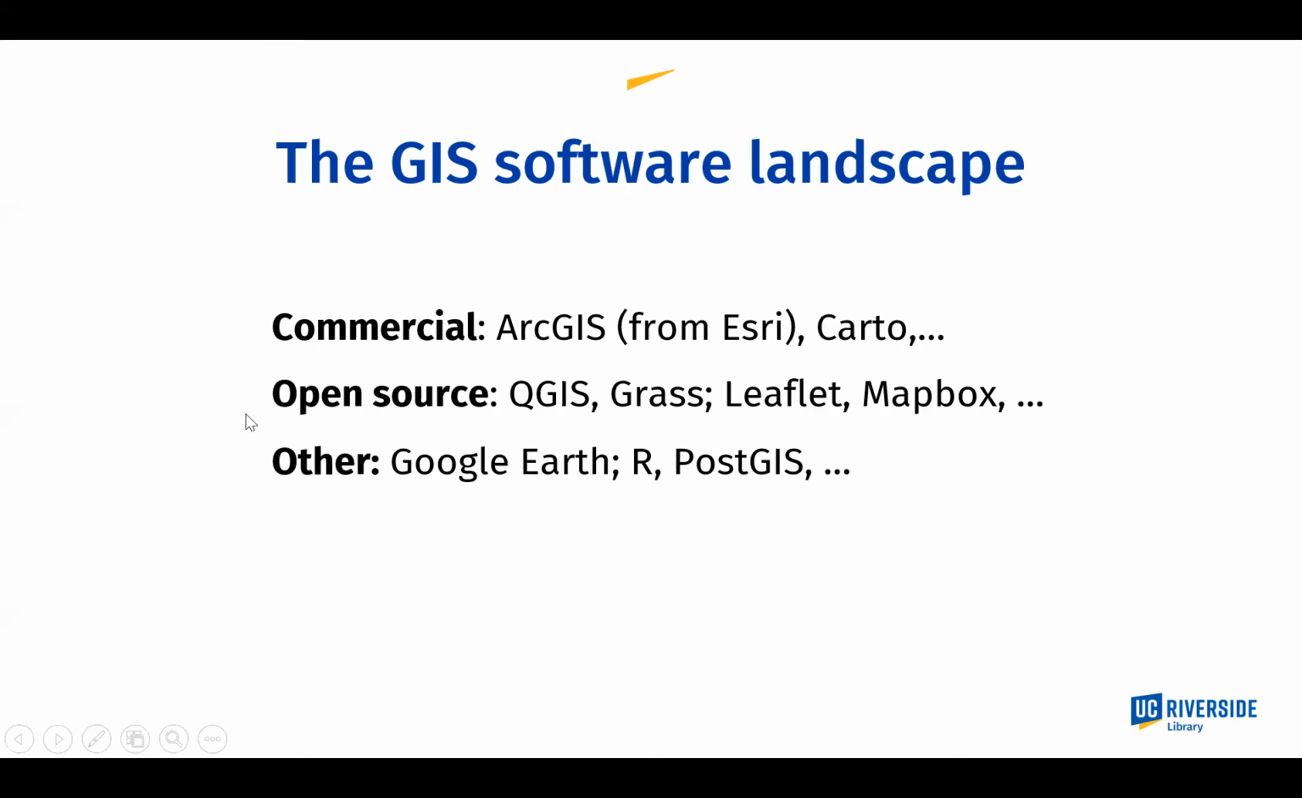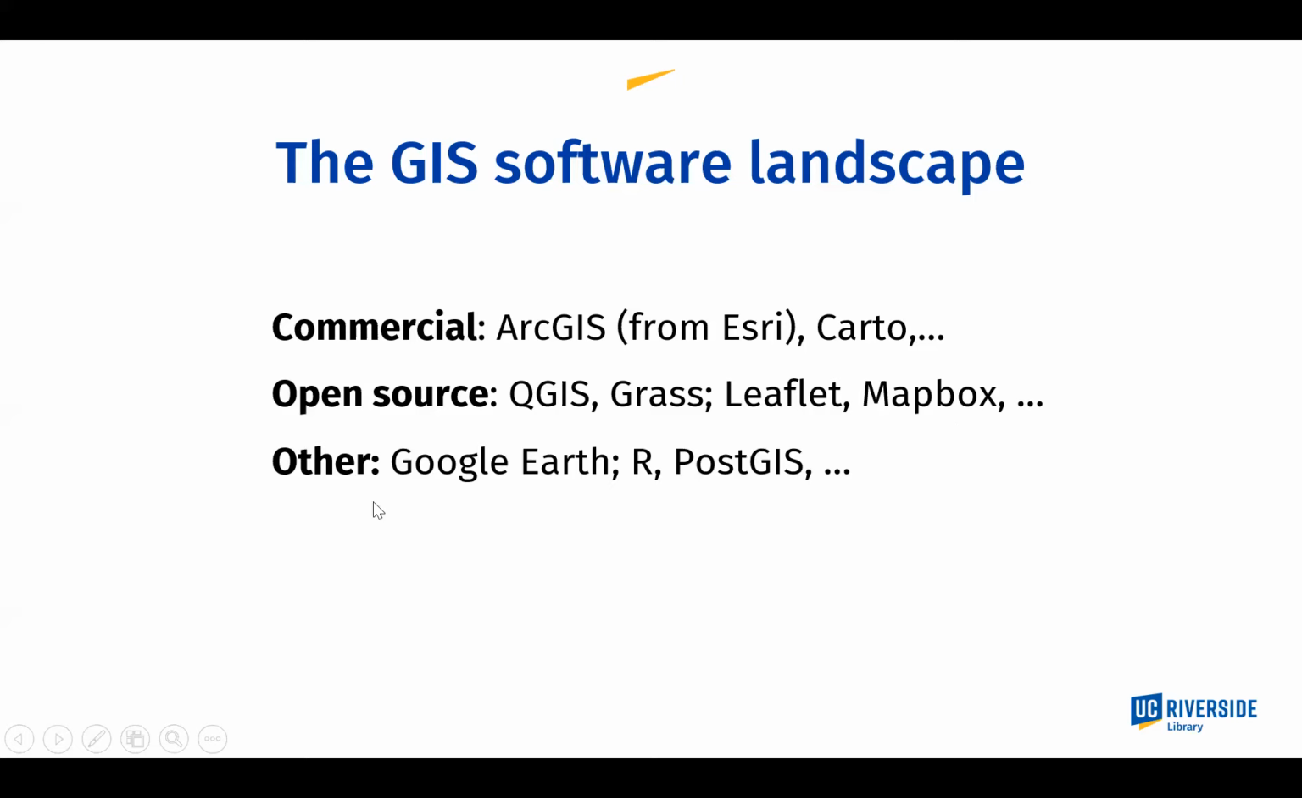The next category I have is open source, which means it's free. Anybody can download it and use it without having to pay anything. And that's where QGIS fits. This is one of the best known free and open source softwares around there for GIS. It also often comes with GRASS, which we'll talk about in a second. And then there's other products you may have heard of, like Leaflet and Mapbox. Those are also open source.